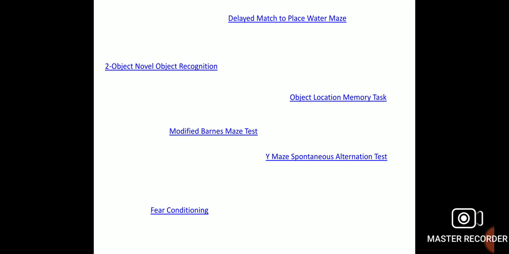These are other memory tasks which you can perform in animals, like delayed match to place water maze, novel object recognition, object location memory task, modified Barnes maze test, Y-maze spontaneous alternation test, fear conditioning, etc. So there is a lot further to learn depending on your need.